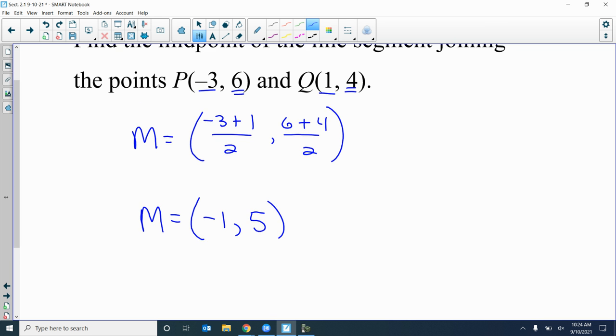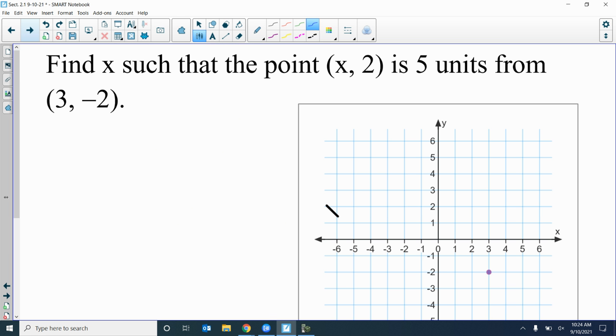All right, now I expect you to know how to do that. Here's where it gets a little bit trickier. All right, find x. All right, read through that.